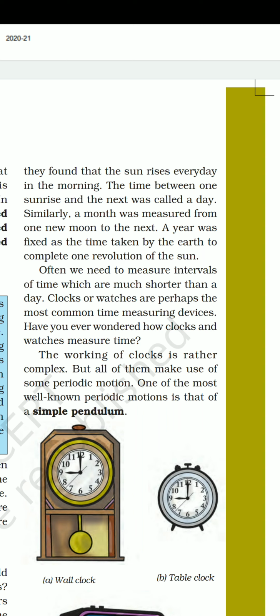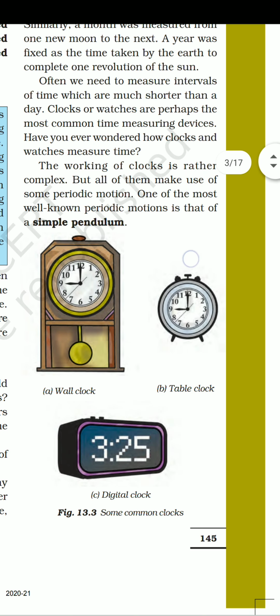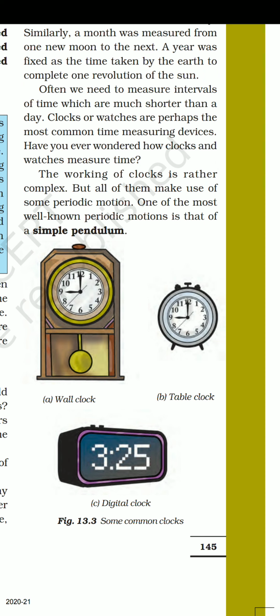Have you ever wondered how clocks and watches measure time? Don't you think we should think about how they measure time exactly and accurately? The working of clocks is rather complex. Complex means difficult. But all of them make use of the same periodic motion.